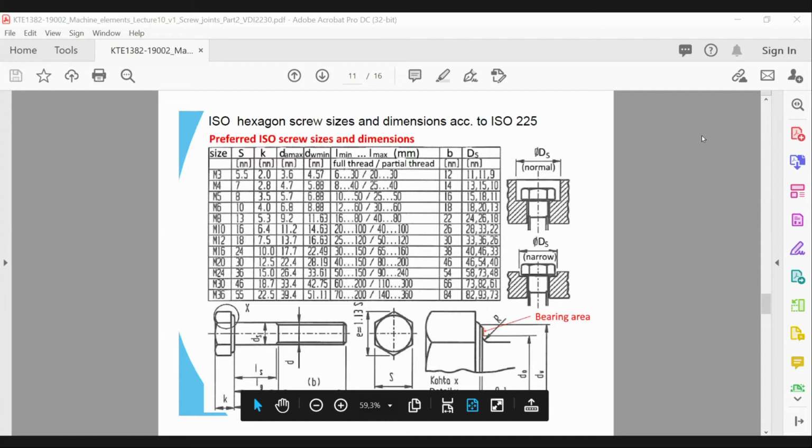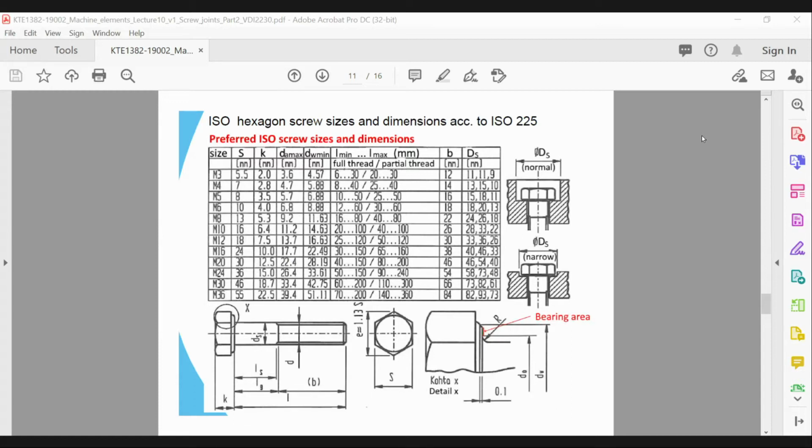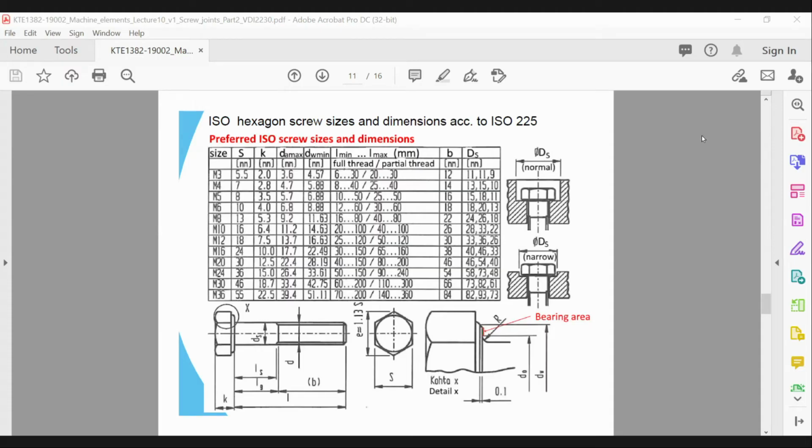And if you use similar values, you should be getting around 198.5 kilonewtons of the preloading force.